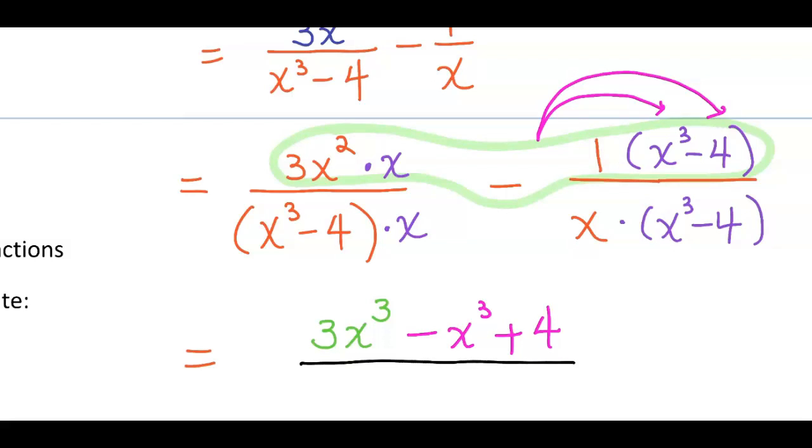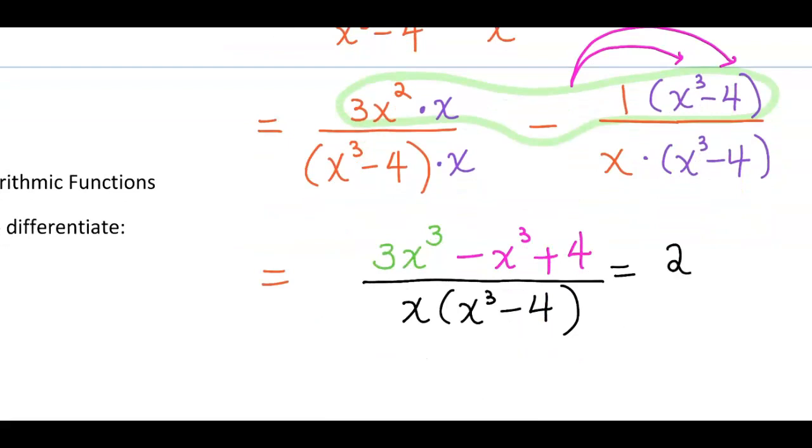I guess we can distribute it in. No, it really doesn't matter. I'll just write it as x times (x cubed minus 4). Okay, and then all we need to do is simplify that numerator. Give me 1 second. Here you go. If I subtract the like terms on the numerator, I will get 2x cubed plus 4.